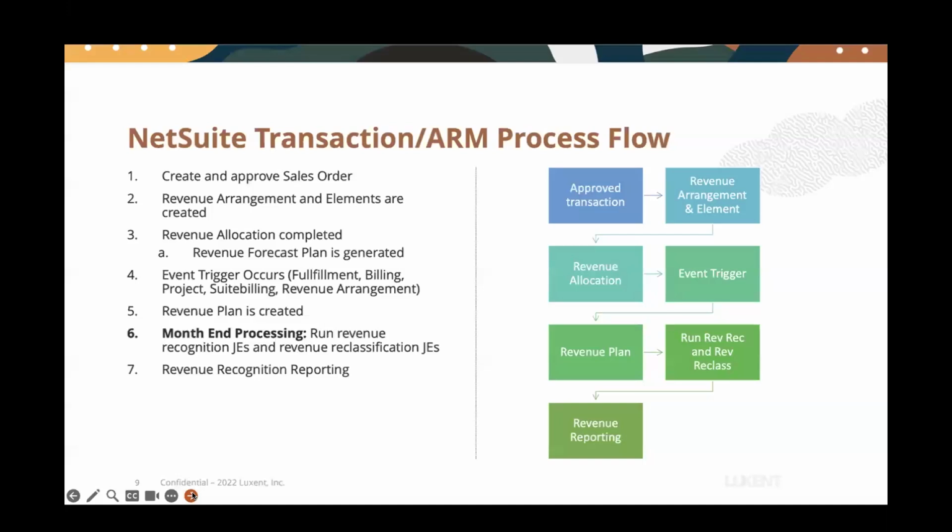Okay. So as part of your month-end process, in order to recognize revenue, you have to go through and create your revenue recognition journal entries and your revenue recognition reclassifications. Okay. So there's a month-end process that we'll walk through, and you'll see that in the demonstration. Once you do that, you can go through and take a look at your revenue recognition reporting. We're going to take a look at that as well.